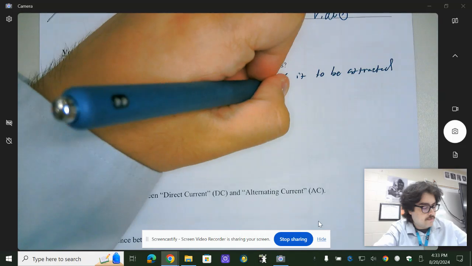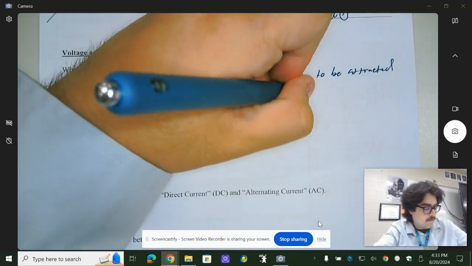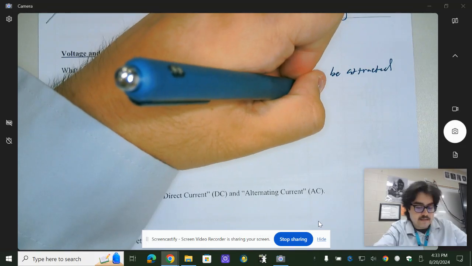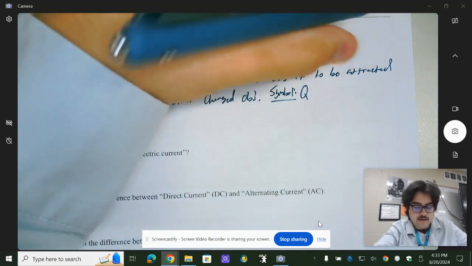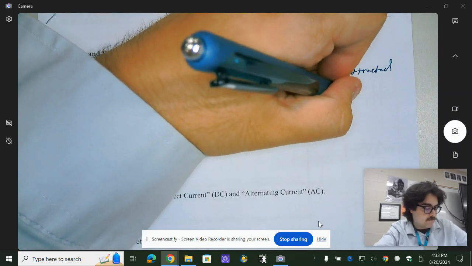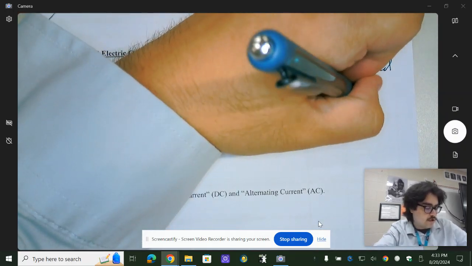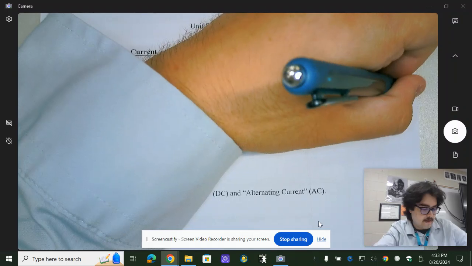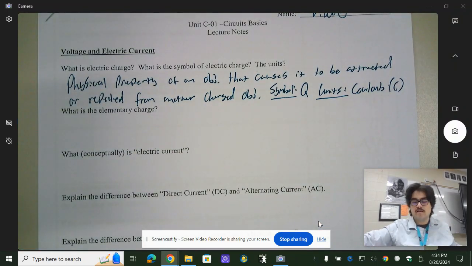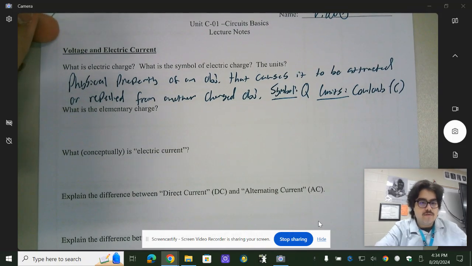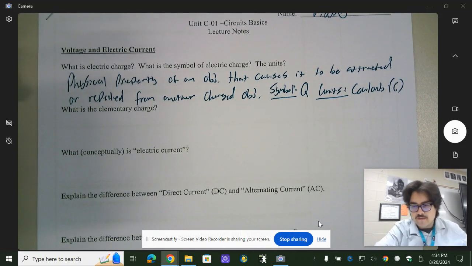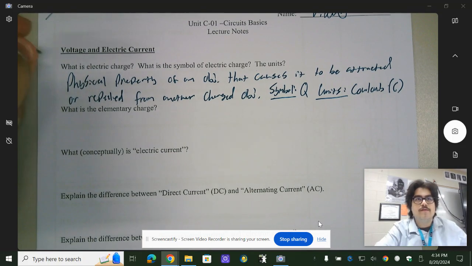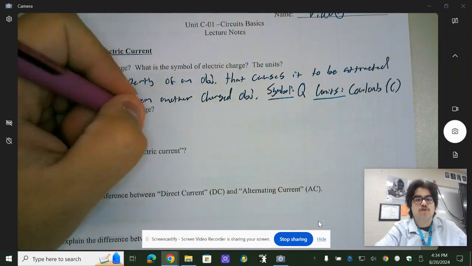The symbol is typically a capital Q, and the unit for charge is what we call a coulomb, shorthand with a C. You're going to hear people use the word coulomb interchangeably for charge. They'll say coulombs of charge. It's a unit of charge.